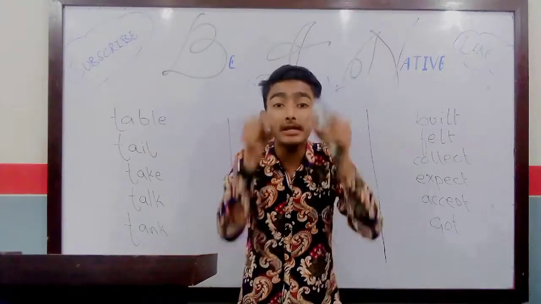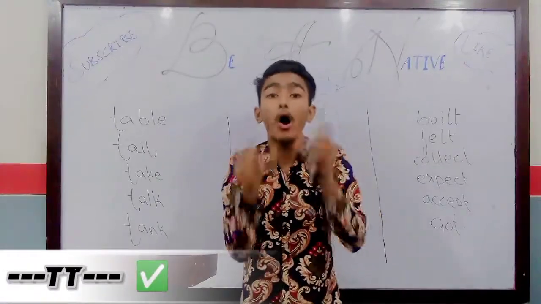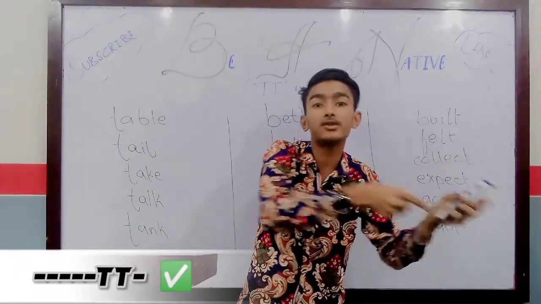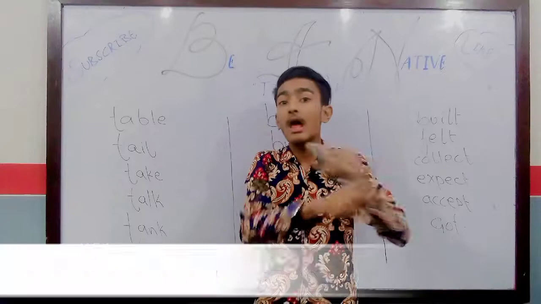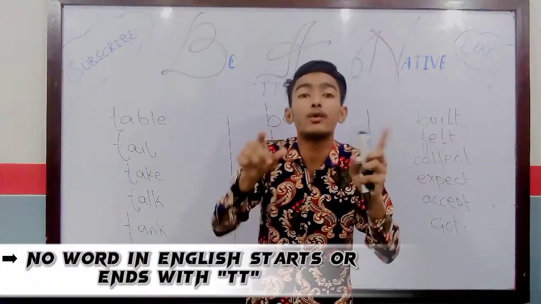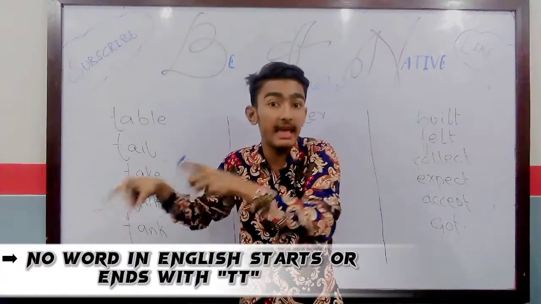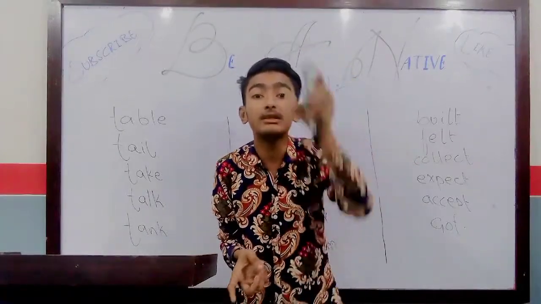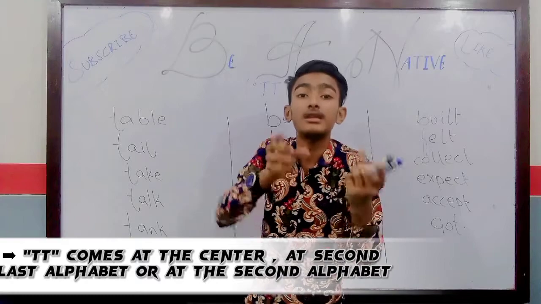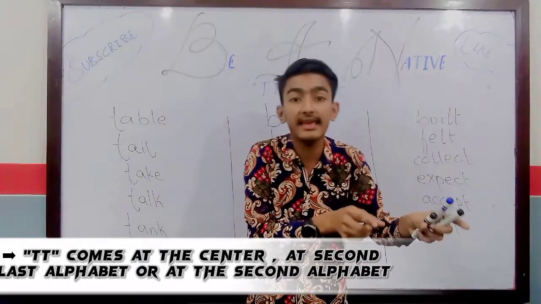You've seen the double T whether it's in the center of the word, or at the second last place, or the second place of the word. You haven't seen it at the beginning and the last. There's not any single word in which the double T is at the beginning or at the last. There are also words in which the double T is at the center and at the second last place.